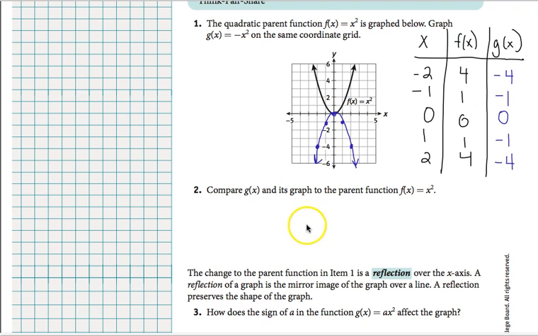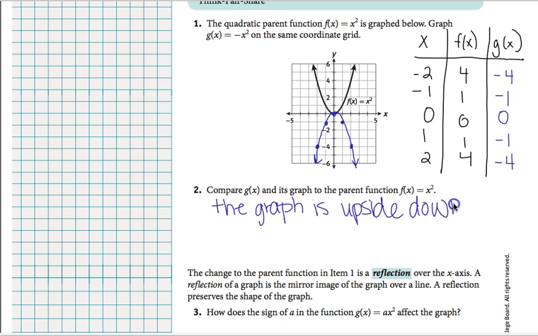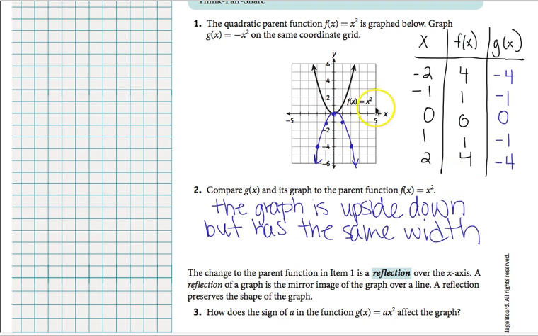Compare g of x and its graph to the parent function f of x equals x squared. Here I would look at this and say that the graph is upside down, or it opens down, and has the same width. So it's not skinnier or fatter like our vertical shrinks and stretches were. It's the same width, but it's just turned upside down.